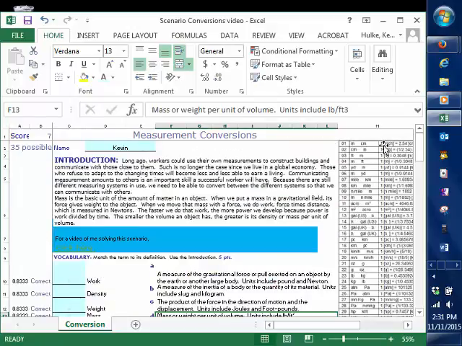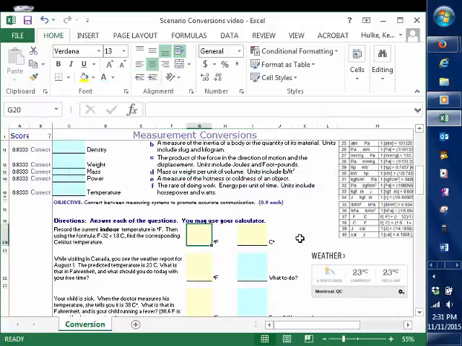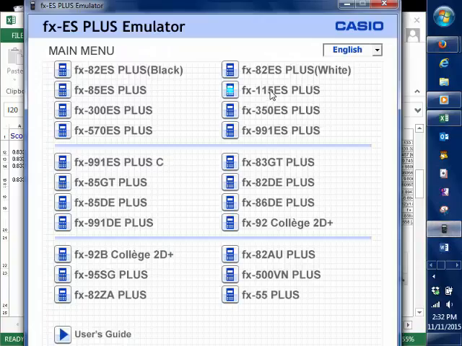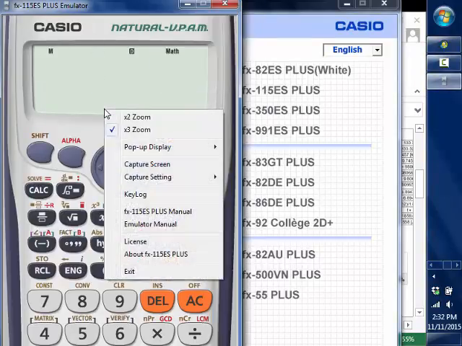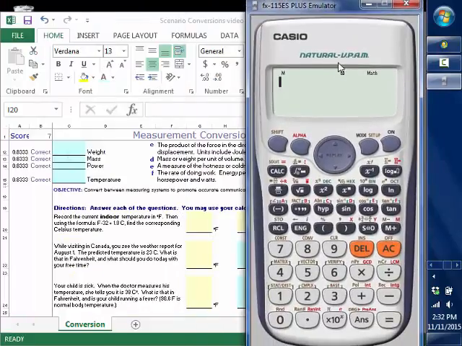If you notice along the side here is a view of the inside front cover of your calculator that we're going to be using for the conversions down below. In this first part, you're supposed to record the indoor temperature right now. In my room right here, I believe it's 68 degrees, so I'm going to record that there. Then I'm going to use my calculator to change that into Celsius.